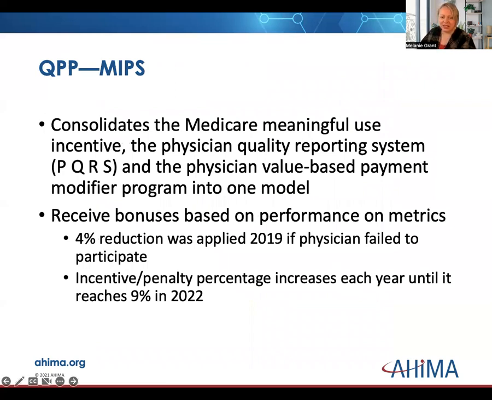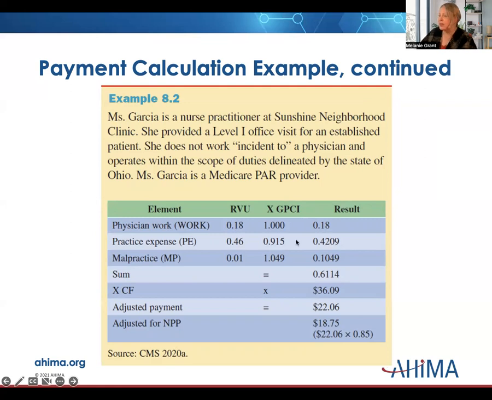This PowerPoint sure does like to go back and forth, but as you can see, the biggest difference at the end here is that once we've determined our total payment, we adjust it at that 85% for the nurse practitioner.